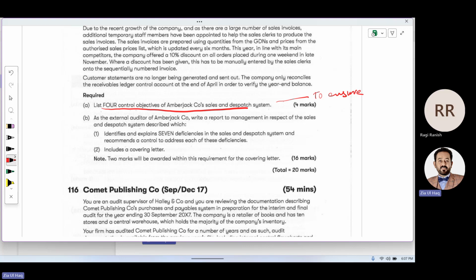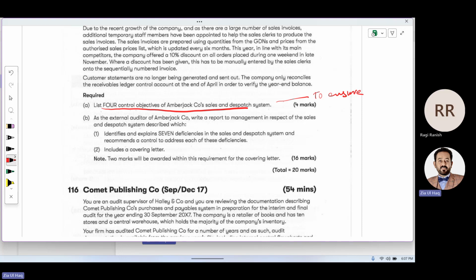Why should a stock availability check be performed? To ensure orders are accepted against stock available. Why should a creditworthiness check be performed? To ensure that orders are accepted from customers with good creditworthiness and to avoid future bad debts.